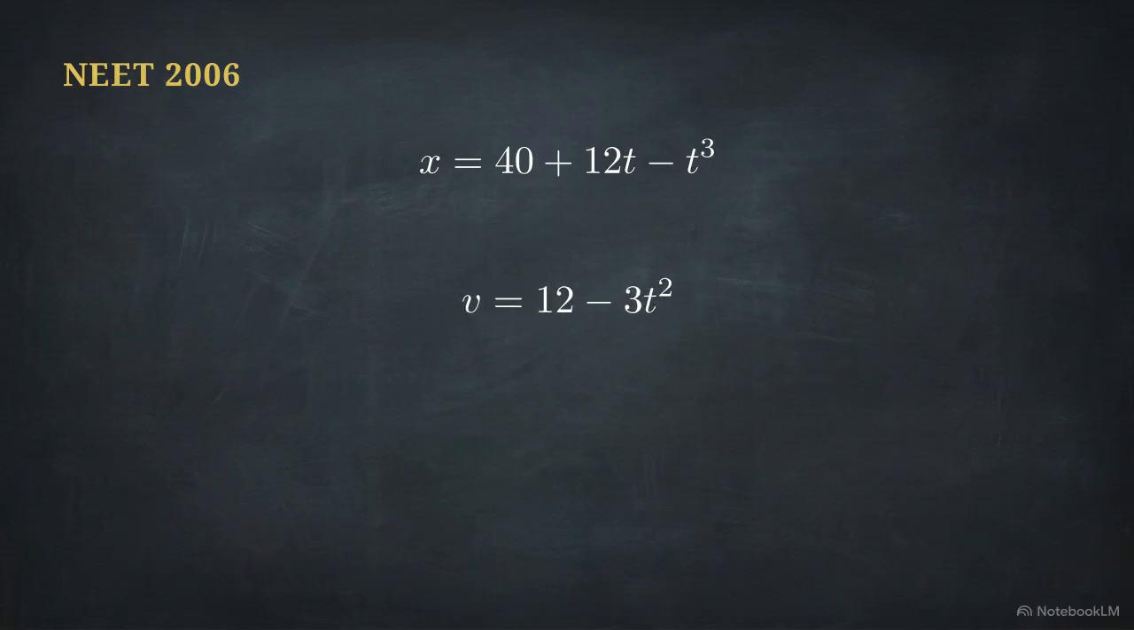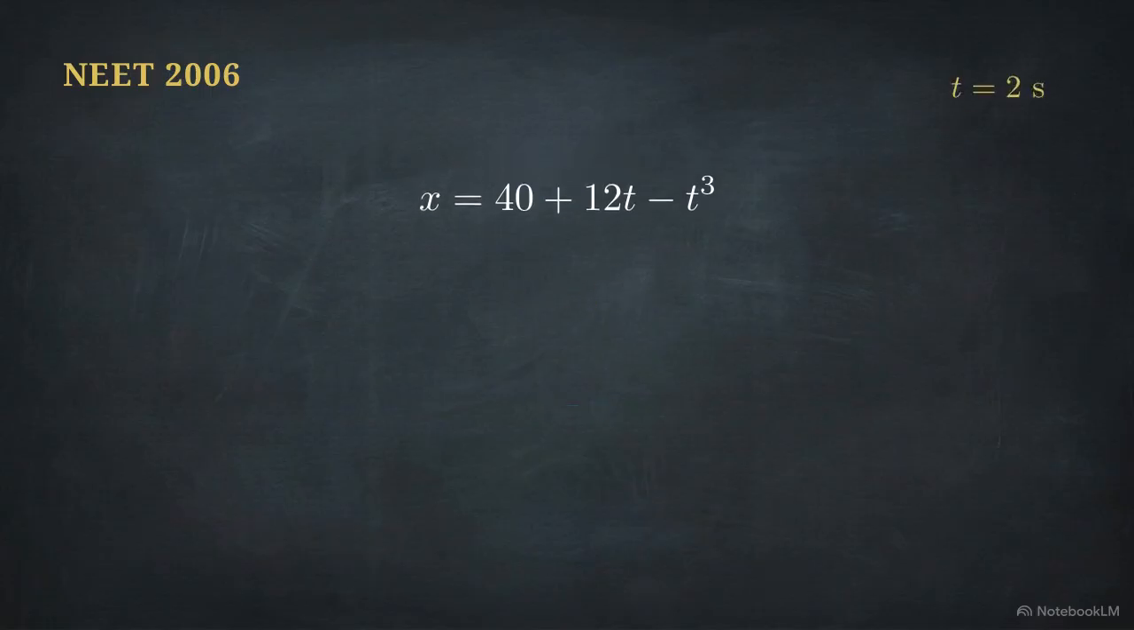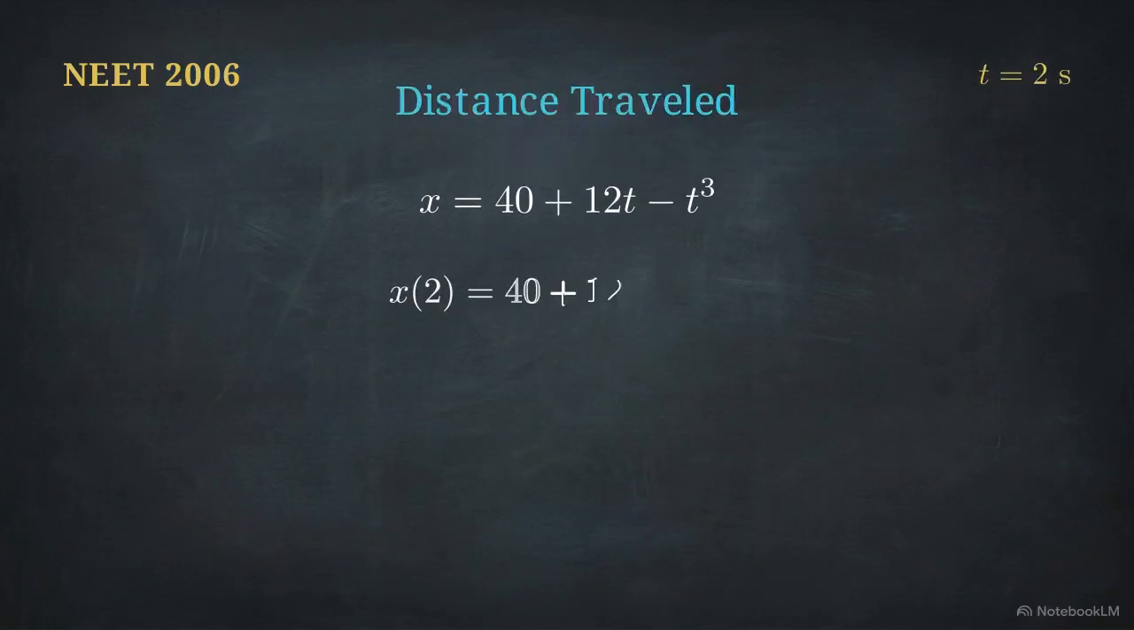The problem asks when the particle comes to rest. Physically, that means the velocity is 0. We set our derivative to 0 and solve. 12 equals 3t squared, which means t squared is 4, giving us a time of 2 seconds. To find the distance traveled, we plug 2 seconds back into the original displacement equation. That gives us a position of 56 meters.